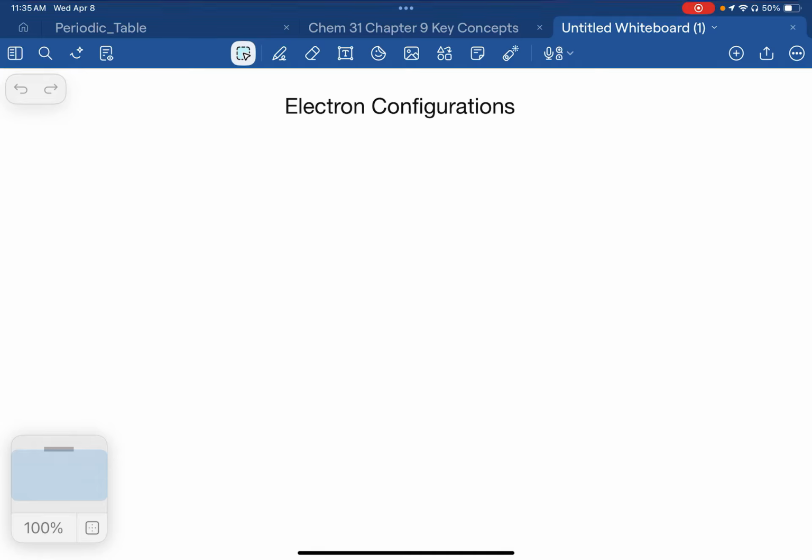Hi, this is your video on electron configurations. I had promised these to you, so I'm going to try to pull them together. This is actually my third attempt, so hopefully this one works.